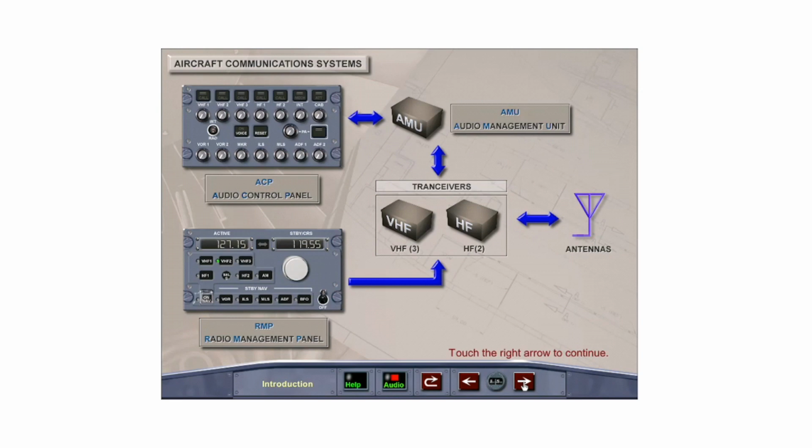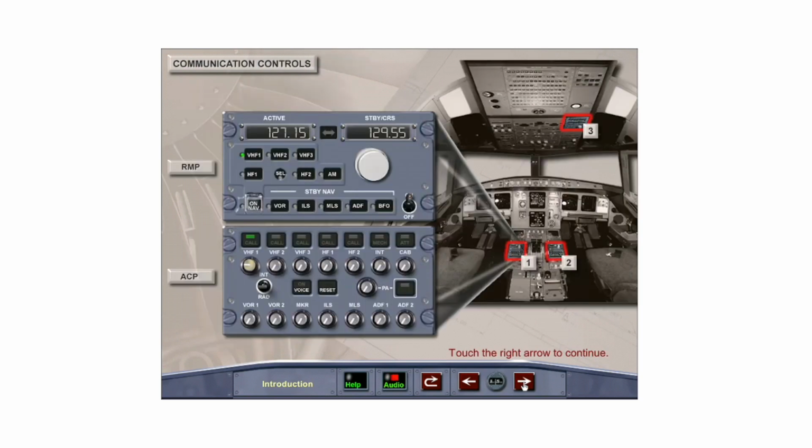The radio communication system is made up of the VHF HF transceivers, the Audio Management Unit, or AMU, the Audio Control Panels, or ACPs, and the Radio Management Panels, or RMPs. The number 1 and 2 Audio Control and Radio Management Panels are located on the left and right side of the center pedestal. The number 3 Audio Control and Radio Management Panels are located on the overhead panel.